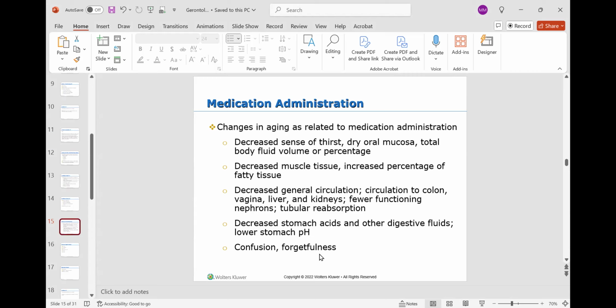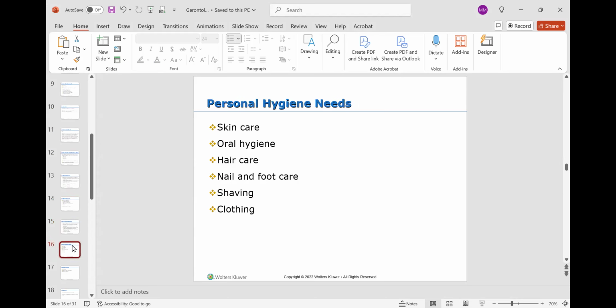Confusion and forgetfulness is not an expected part of the aging process. It does not have to happen. Okay. It does not have to happen. Personal hygiene. Are they able to bathe themselves, take care of their oral hygiene, take care of their hair, their nails? Can they shave? Can they get dressed and all those things?